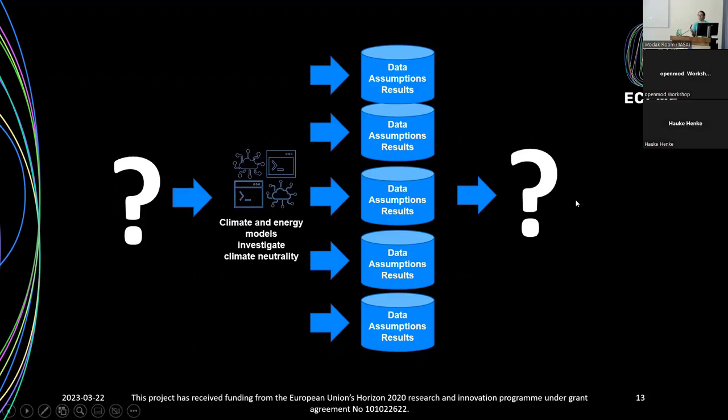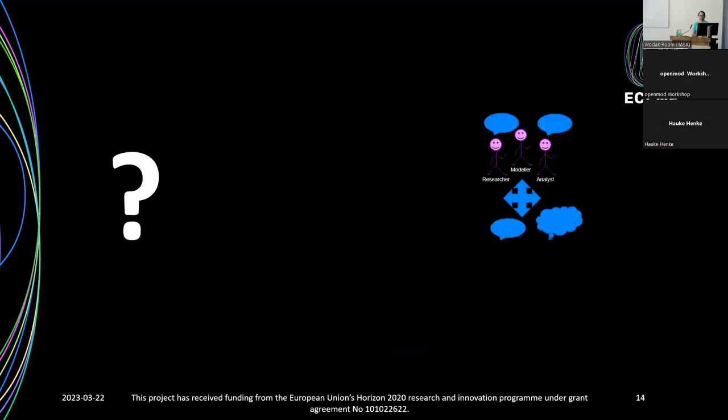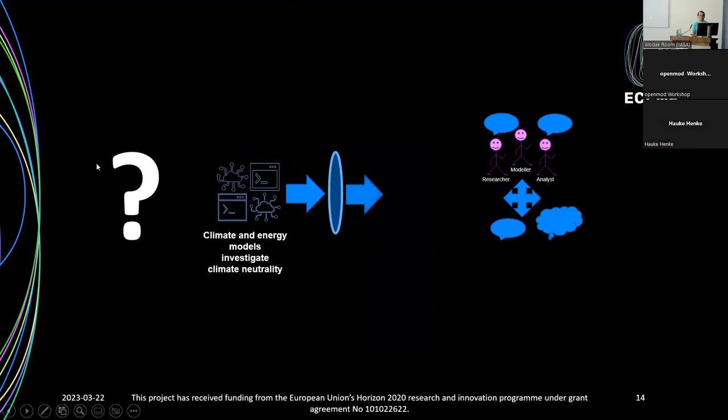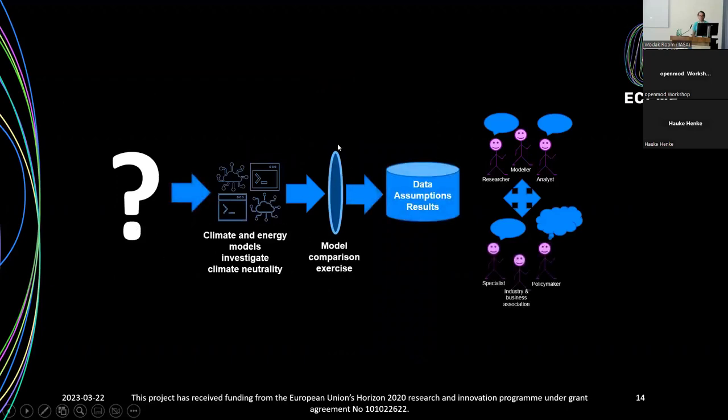So the problem we're trying to solve is to move from this to something that's more like this, where we have modeling teams doing a comparison of their model results, and then we come up with a more refined understanding of what the common strategy could be at a national level to meet these European targets. And really what this comes down to is just getting researchers to talk to one another and to talk with stakeholders as well. So it comes down to communication. But of course, given the number of modelers, of researchers, of stakeholders, this is no easy task.